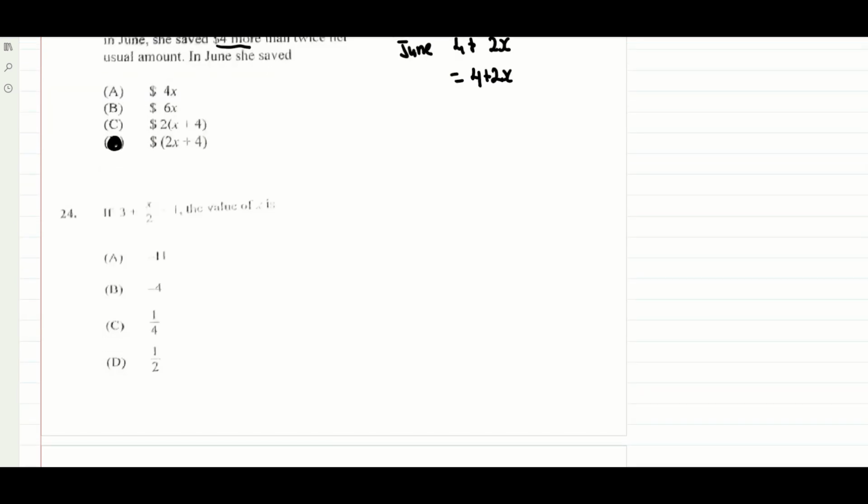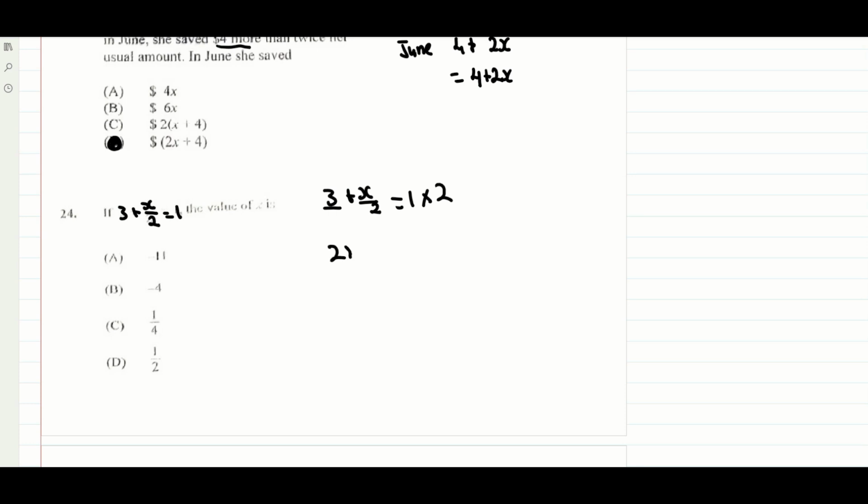at number 24. Let me just check out the question. So this is supposed to be, let's just write it down, 3 plus x over 2 is equal to 1, and they want to find the value of x. You'll put this over 1. Or, you know what? We want to get rid of the divide by 2, so you're going to multiply this entire thing by 2.